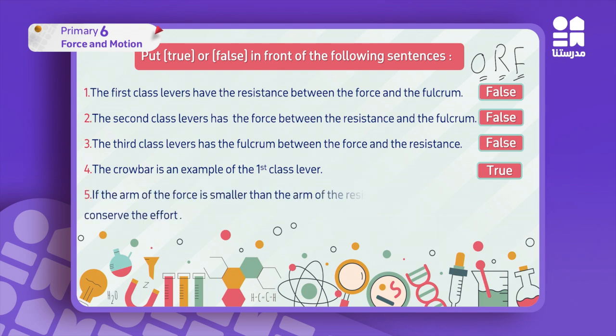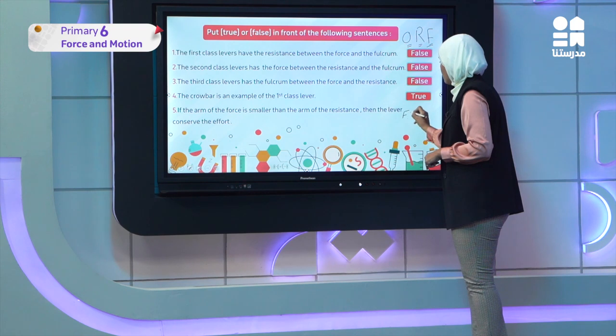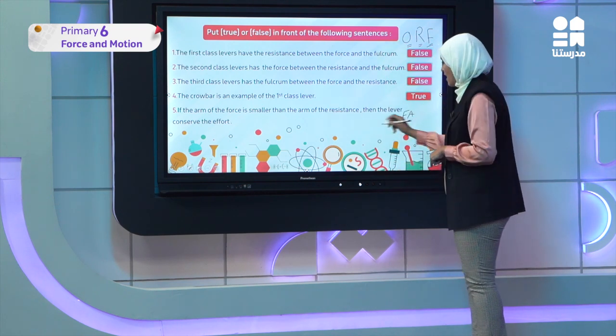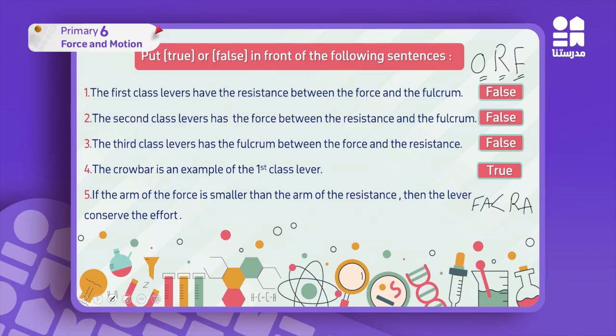Number 5. If the arm of the force is smaller than the arm of the resistance, then the lever conserves the effort. You must translate this question into signs to solve it easily. If the force arm is smaller than the resistance arm, then the lever conserves the effort. Let's quickly flip it: the force is bigger than the resistance, so it doesn't conserve effort. So this one is wrong.